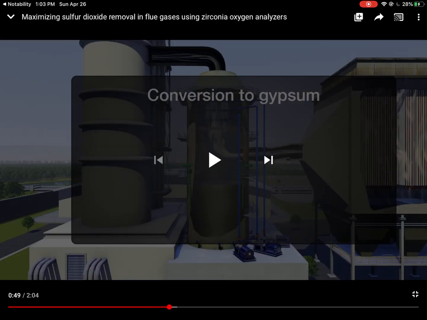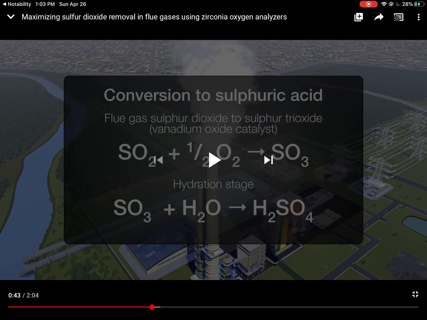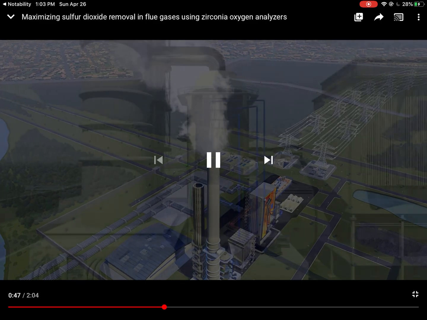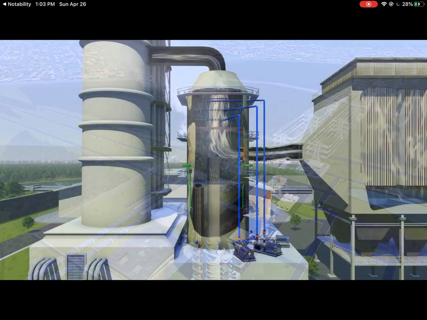So basically we can stop here and then look at this process here, or sulfuric acid. So this is a process, this huge cylinder in the middle here, that's removing the sulfur dioxide. And we typically call this device a scrubber or limestone scrubber.